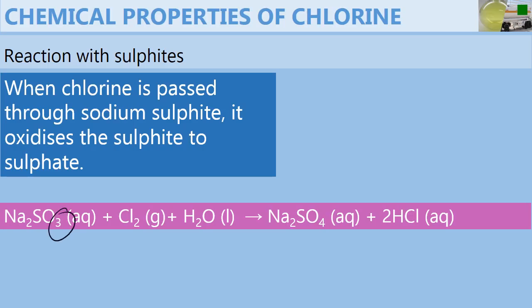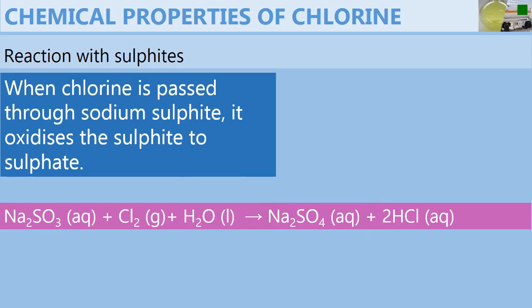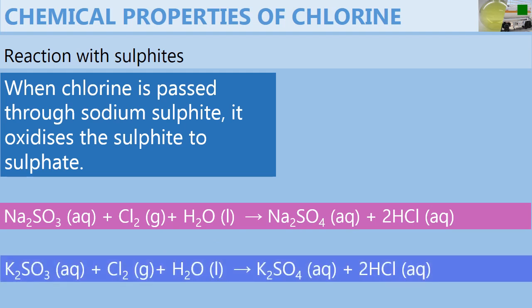Sodium sulfite, take note of the formula, reacts with chlorine in the presence of some water, which is dissolved in the sulfite solution. We have sodium sulfate and hydrochloric acid. Similarly, potassium sulfite reacts with chlorine and some water to give potassium sulfate and hydrochloric acid.